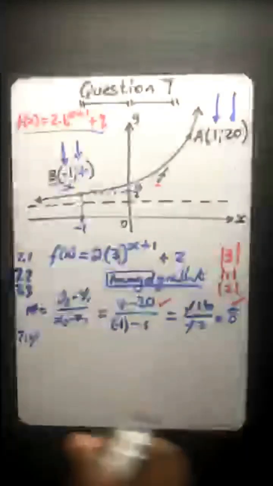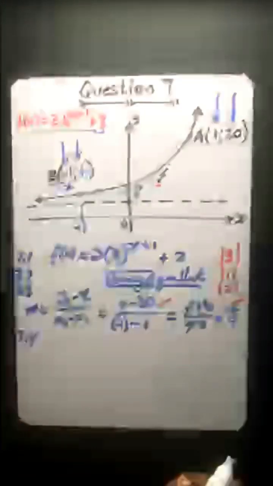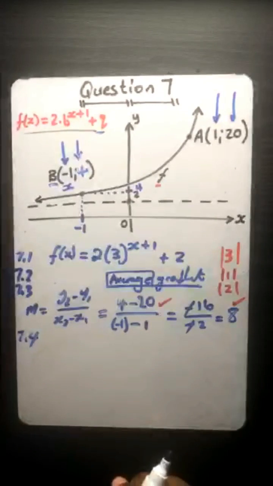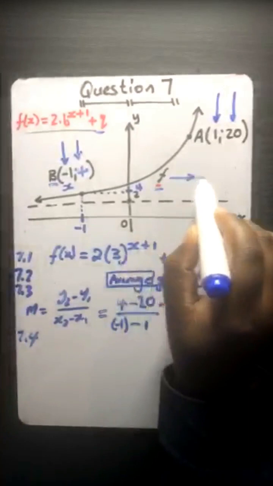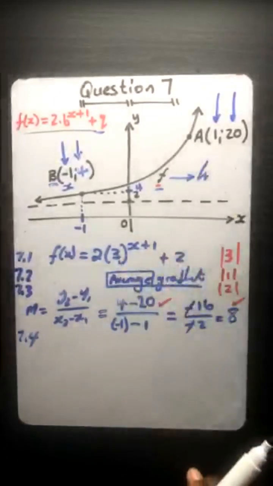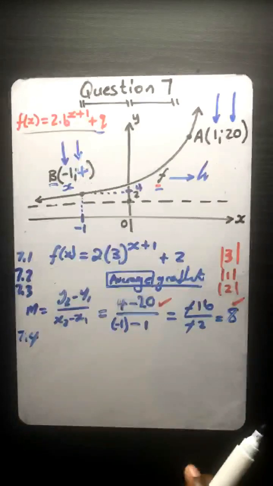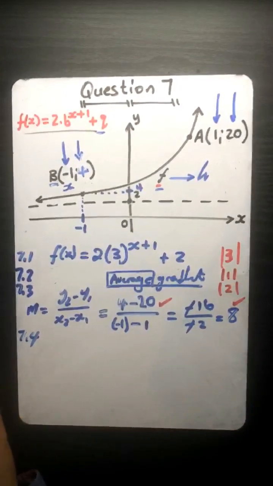7.4, it says a new function h is obtained when f is reflected about its asymptote. Determine the equation of h. So that means from f a new function is obtained and they call it h. Yes. Remember, the word reflected.